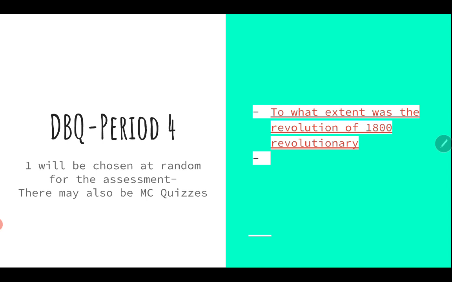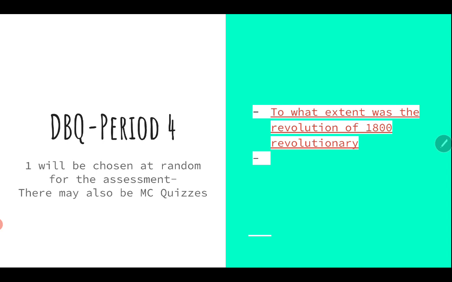The way we're going to do this unit is I'm basically going to be teaching the DBQ and teaching the unit through the DBQ. So you're going to want to watch these lectures to help explain the DBQs. You're going to get 4 DBQs throughout the unit, and then at the end I will choose one at random. So you're just going to have to be prepared for all of them.